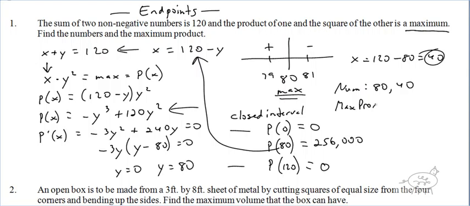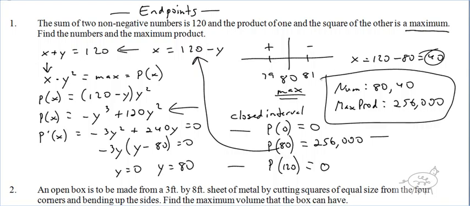and then they ask you for the max product, which of course is just 80 times, or the max is the plugging it into x times y squared. So it's 40 times 80 squared, right? And that gives us 256,000, which we already figured out right here. Okay, so that's our answer to that problem.